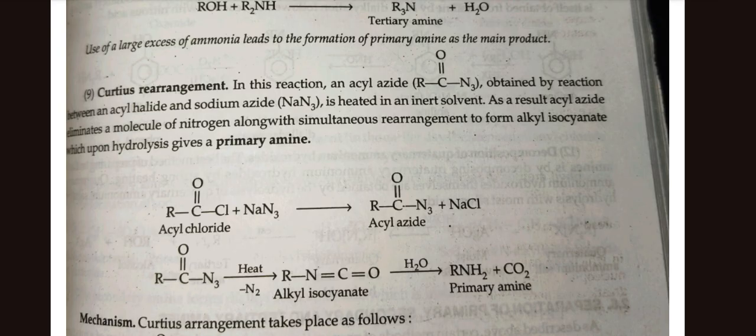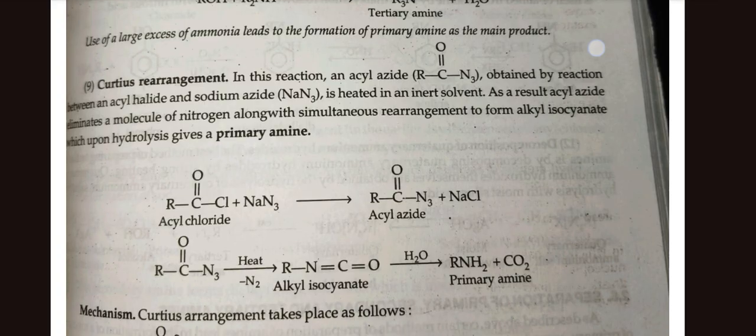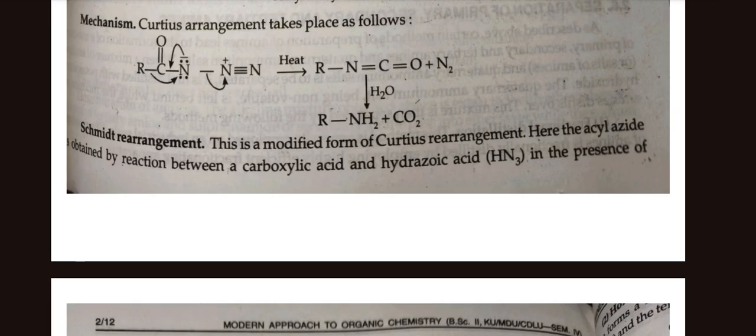9th, Curtius rearrangement. In this reaction, the acyl azide obtained by reaction between the acyl halide and sodium azide is heated in an inert solvent. As a result the acyl azide eliminates a molecule of nitrogen along with simultaneous rearrangement to form alkyl isocyanate, which upon hydrolysis gives a primary amine. Mechanism: Curtius rearrangement takes place as follows.